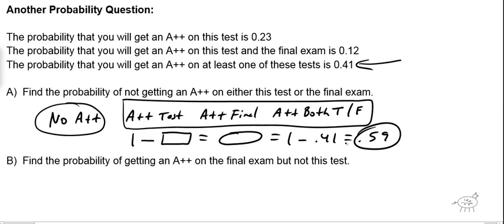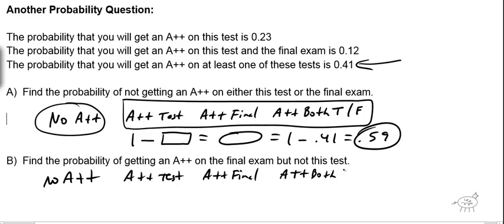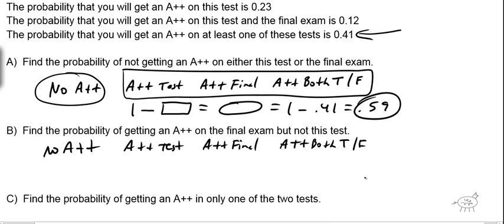Okay? All right, B, find the probability of getting an A++ in the final, but not in this test. So let me write this out again here. No A++. And I'm just going to write A++ in the test, A++ in the final, and A++ in both the test and the final. All right, so I am looking for the probability of getting an A++ on the final, but not on the test. So I'm looking for this right here, A++ on the final, but not on the test. Okay? So here's the deal. Again, we know this.